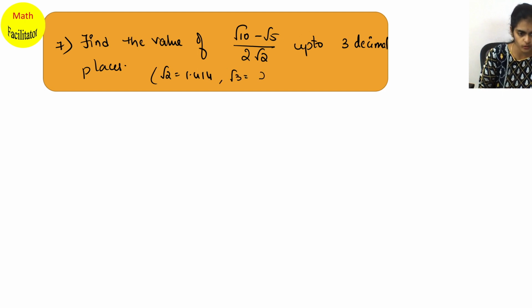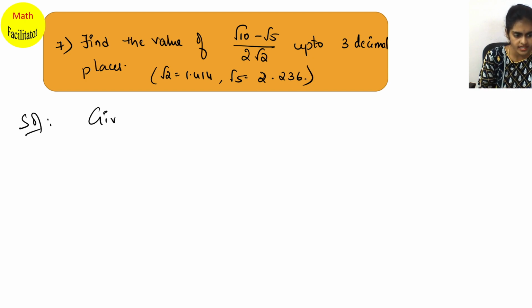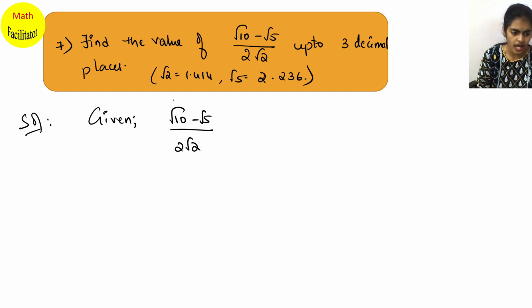Root 5 value is given. Actually, you want root 5 here, isn't it? So root 5 value is given as 2.236. Okay, chalo. So let us do it now. So what is given to you? Just see, root 10 minus root 5 divided by 2 root 2. Now I have root 2 value, so I can substitute. Root 5 value is given here, so I can substitute. Root 10 value is not given.